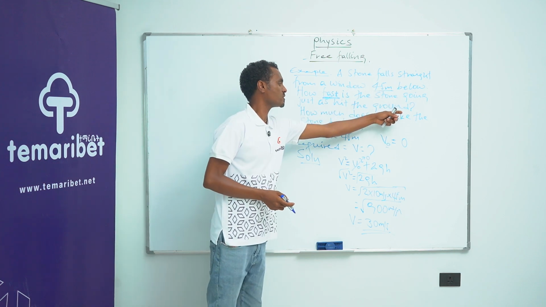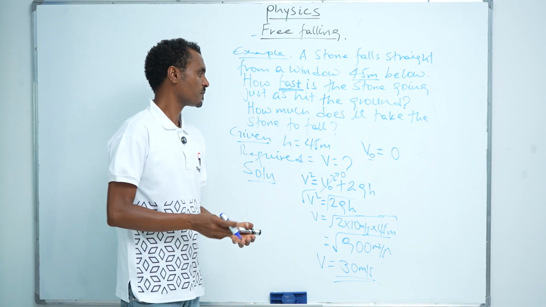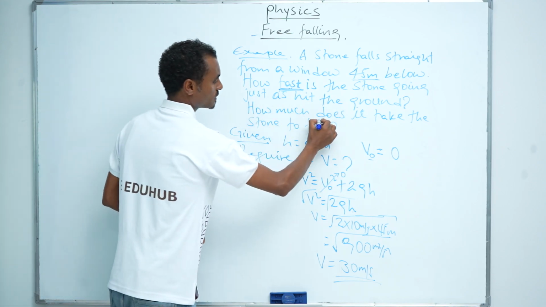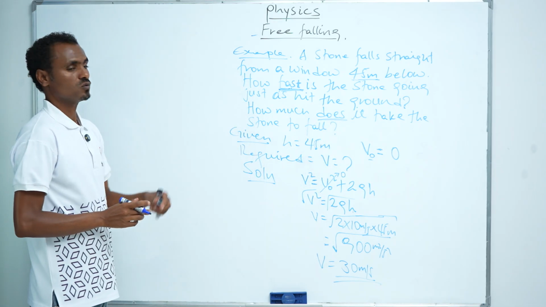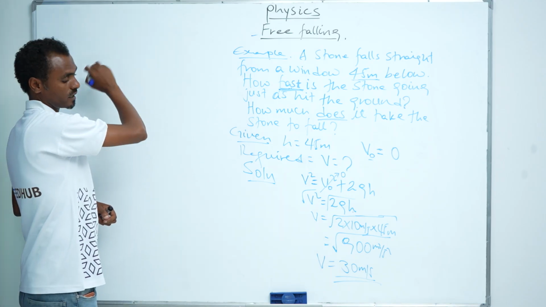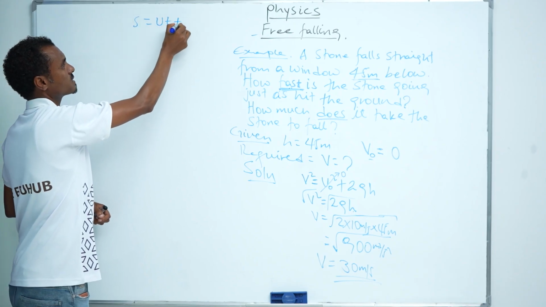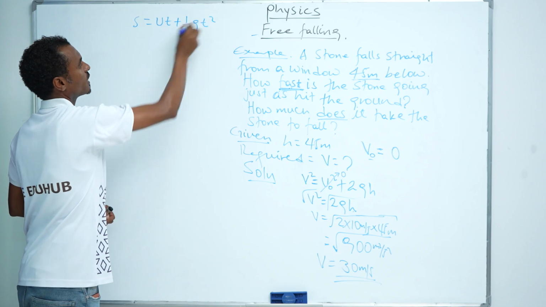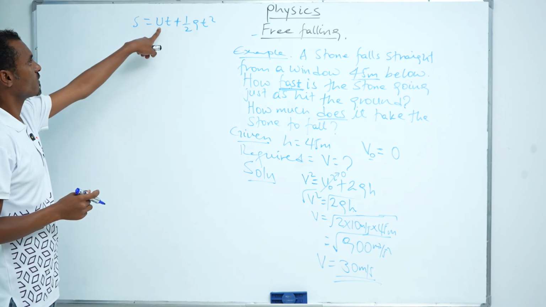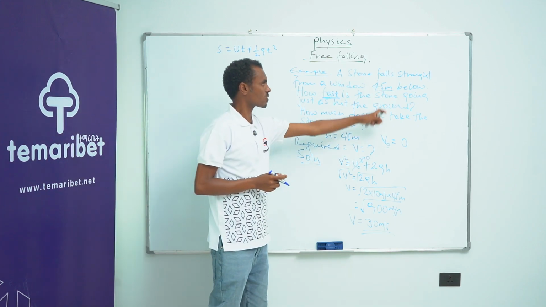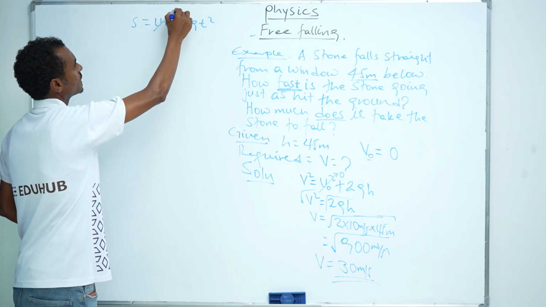Now the next question is how much time does it take the stone to fall? That is time. To find this, we use s is equal to ut plus half gt square. We have a formula here. As we know, the initial velocity is 0 because it is already known from the given, so it is possible to take it as 0.